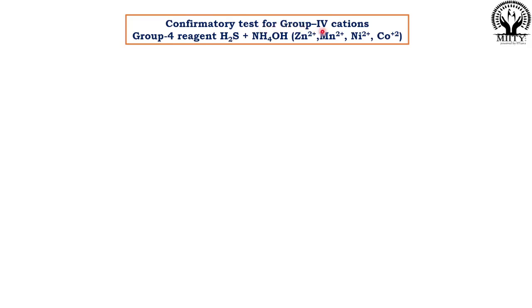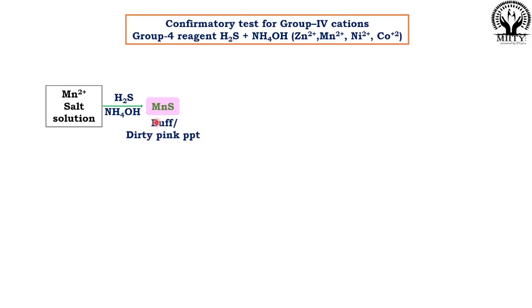Confirmatory test for group 4 cations, and here we discuss manganese. First we take the original salt solution of manganese. To the solution add group reagent H2S and ammonium hydroxide so that it forms a buff or dirty pink precipitate of manganese sulfide. Manganese sulfide, dirty pink or buff color precipitate. To this manganese sulfide add dilute HCl and boil so that it dissolves and forms the corresponding manganese chloride.